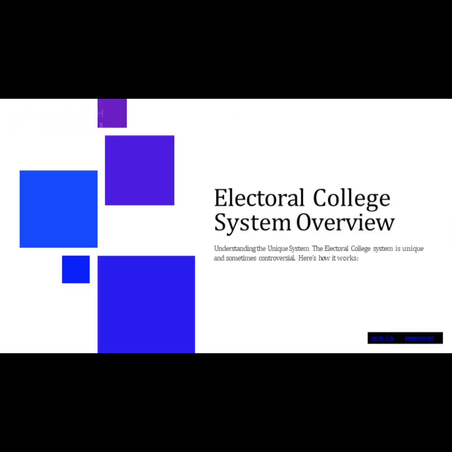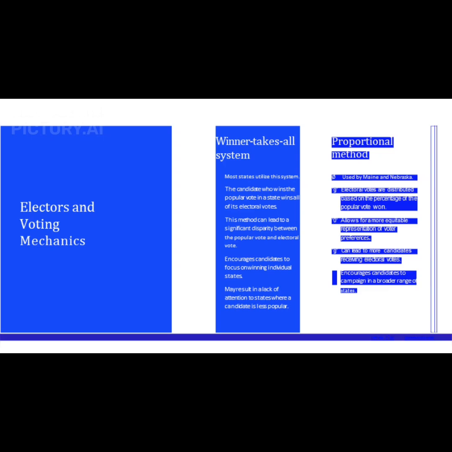There are 538 electors in total, representing each state based on their congressional delegation. A candidate needs 270 electoral votes to be elected as president. The Electoral College system is unique and sometimes controversial. Here's how it works. Most states utilize a winner-takes-all system, where the candidate who wins the popular vote in a state wins all of its electoral votes.